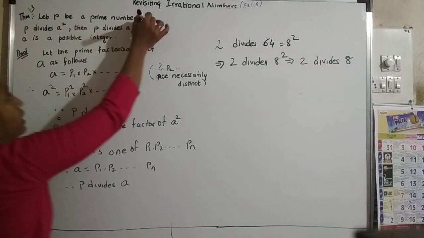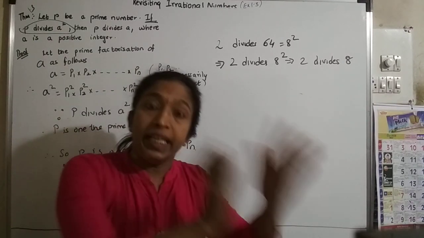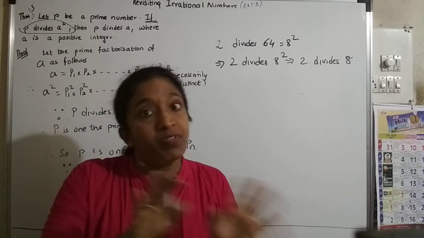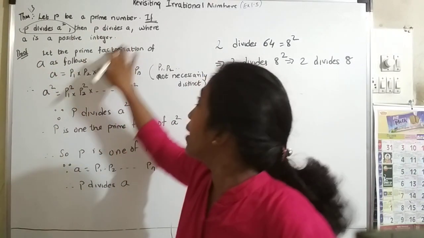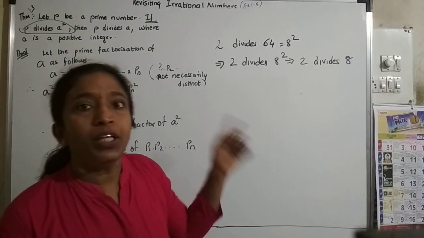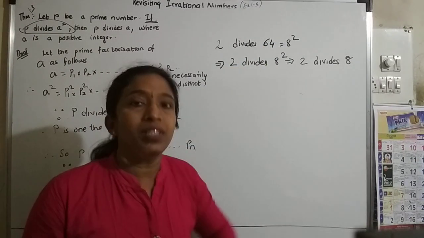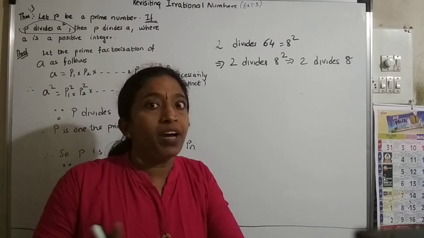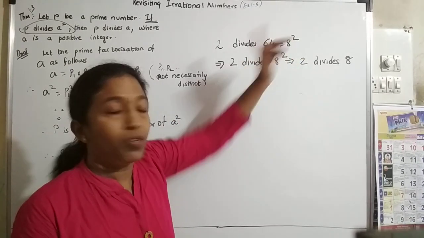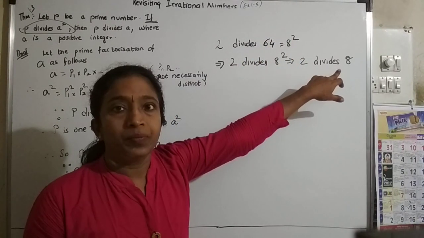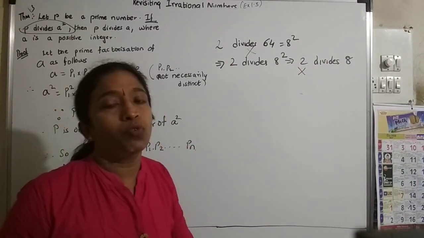Here it is given that P divides A square. So this is a conditional statement. It is given that P divides A square. If this condition is true, then you have to prove that P divides A. Correct? Here I have taken an example that 2 is a prime number and A means a positive integer, which is a composite number. So if a prime number divides a perfect square, such as 2 dividing 64, that is 8 square, then we know that 2 also divides 8.